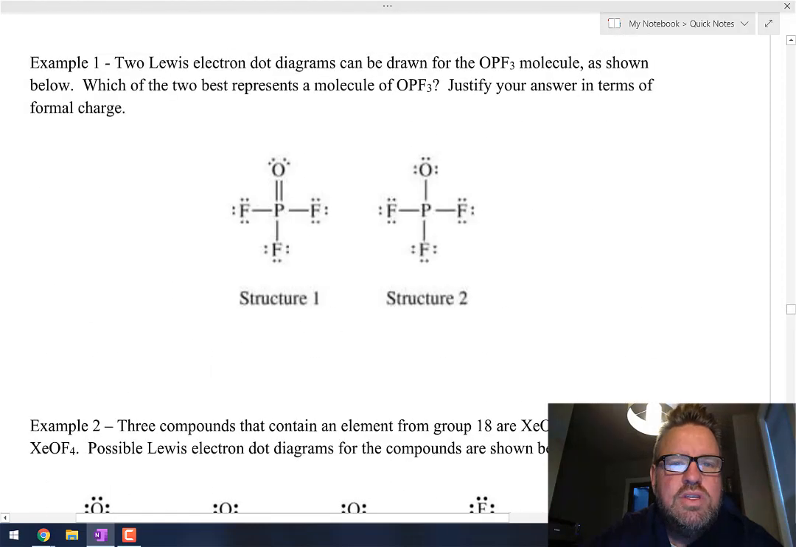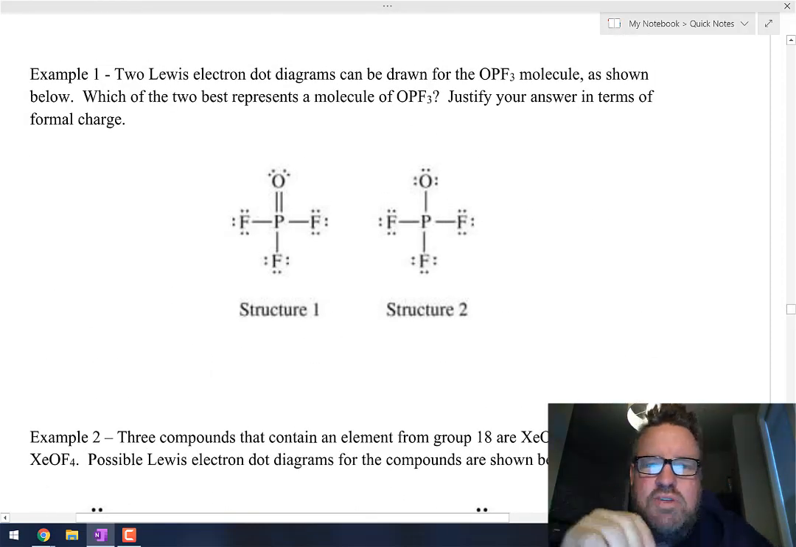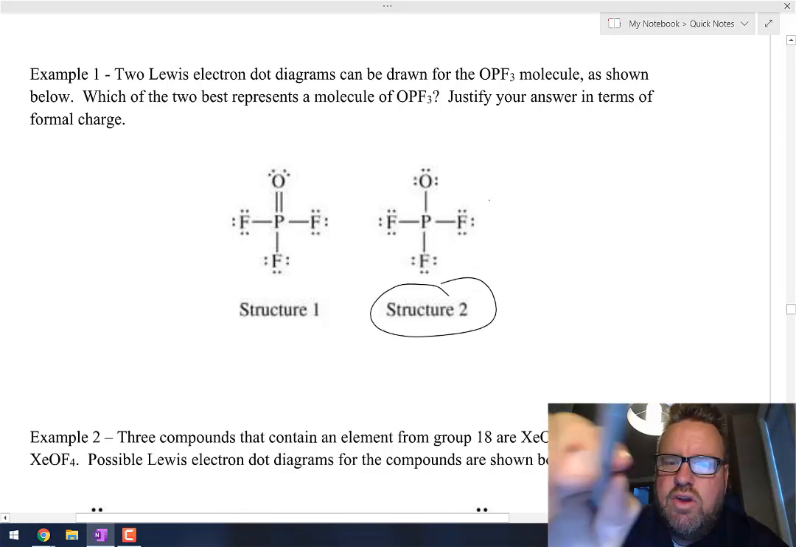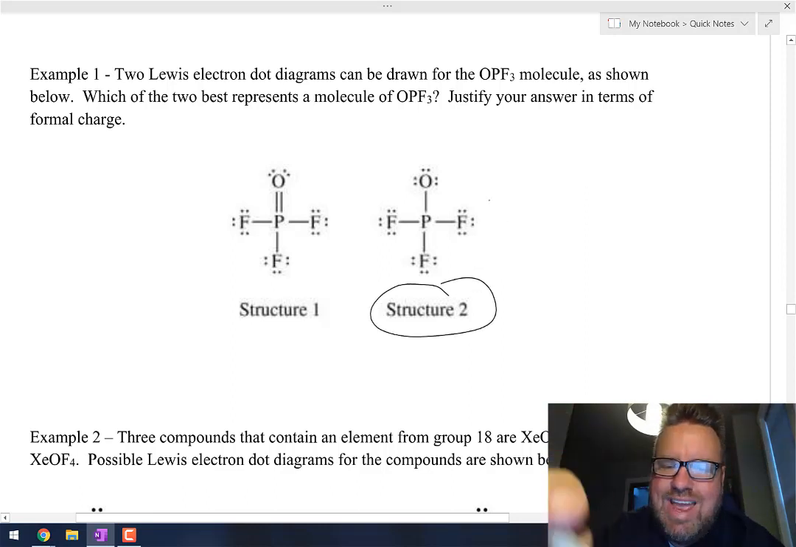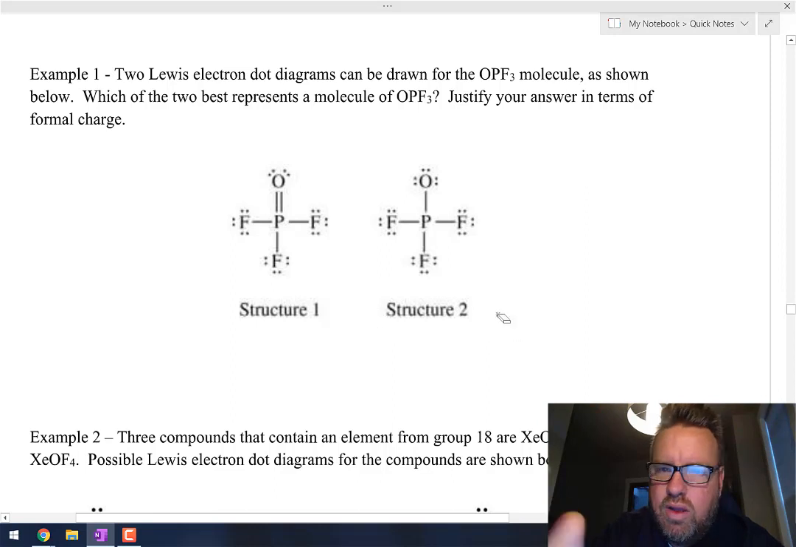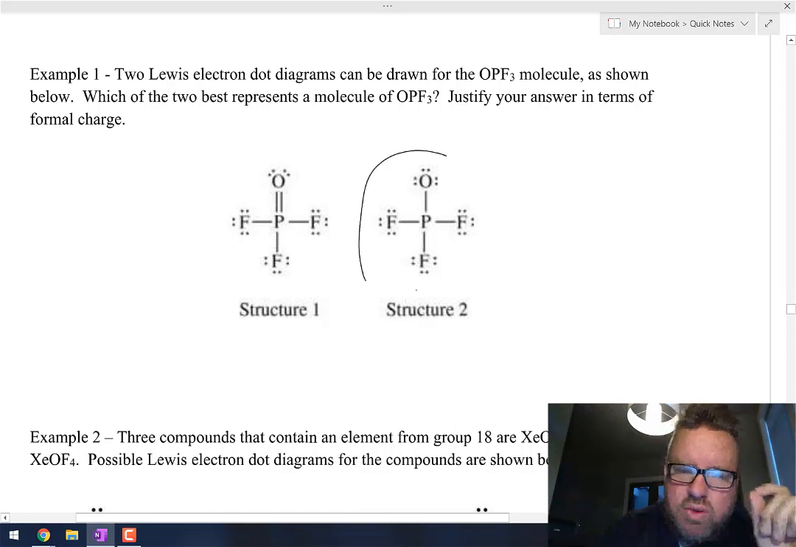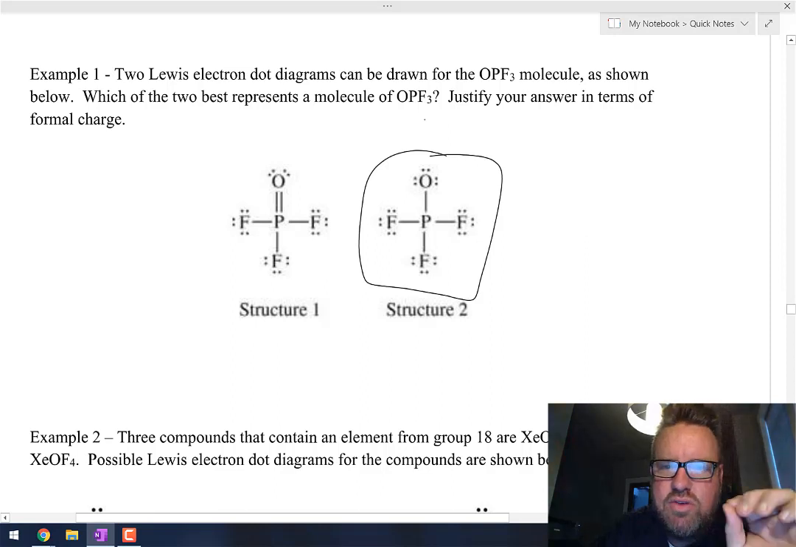Okay, so 2 Lewis electron dot diagrams can be drawn for the OPF3 molecule as shown below. Which of the two best represents a molecule of OPF3? Justify your answer in terms of formal charge. So if you say structure 2 because it obeys the octet rule and everything has 8 electrons, you are wrong. Normally, if I were to tell you draw OPF3 and draw it with P in the middle and put everything else around it, of course this is exactly how I would expect you to draw it.